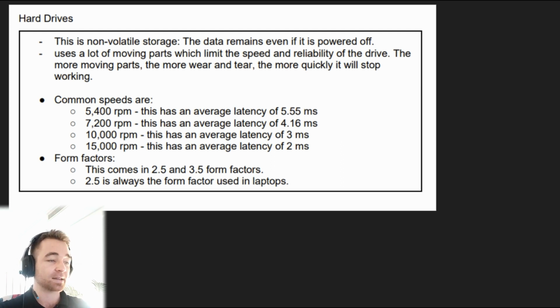Now, form factors. You've got 2.5 and 3.5 inch form factors. In laptops, you're generally going to have 2.5. You might be asked a question that says, Gerald has a 2.5 inch form factor hard drive. Will this fit in his laptop? Or does he most likely have a laptop or a desktop based on this? It's 2.5. That's a smaller form factor. Those go in laptops. So just understand that general concept for that one.